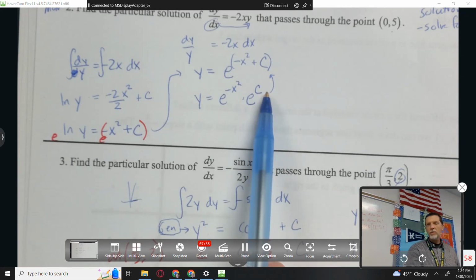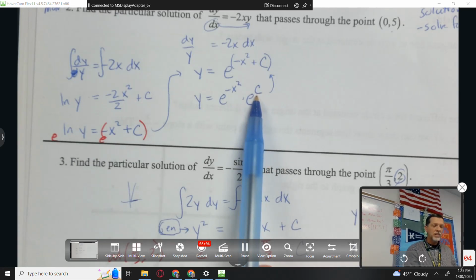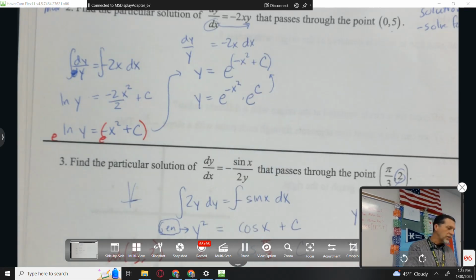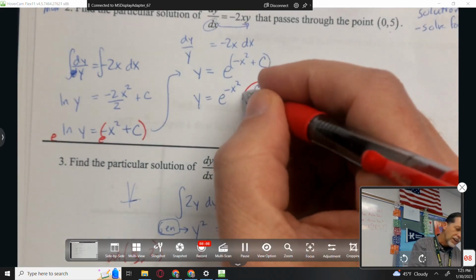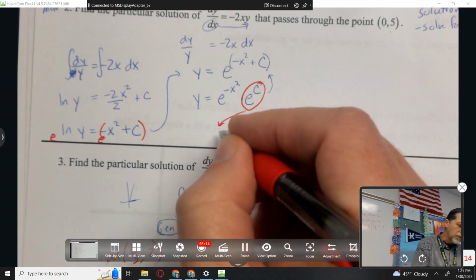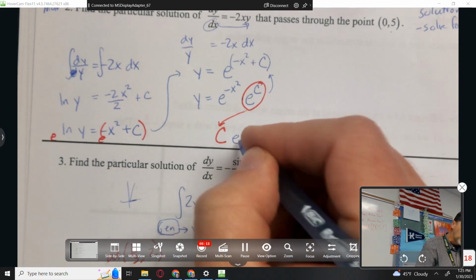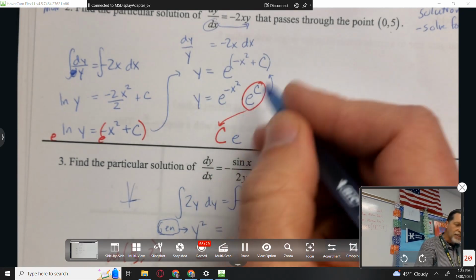Okay, back up, big picture. What does c represent at this point? A constant, just some number. So here's another trick. If c is just some number, then e to the c is just some number. I don't like that, so I'm going to use a different c and just make it a coefficient. e to the c is a coefficient.